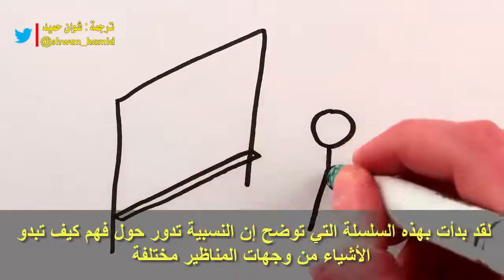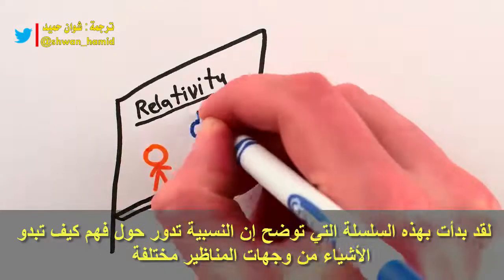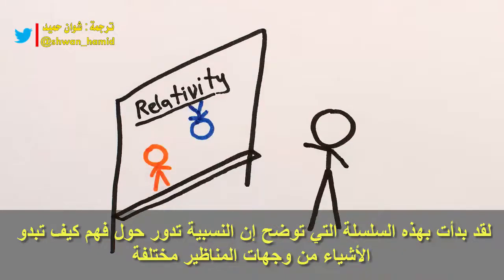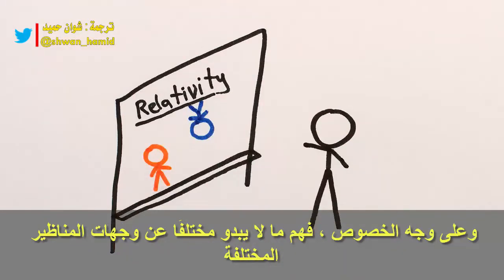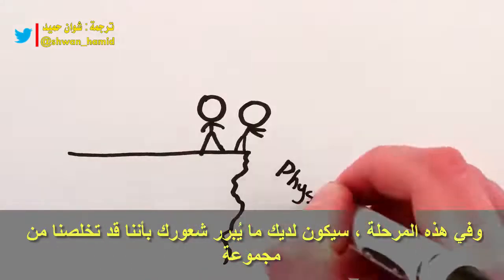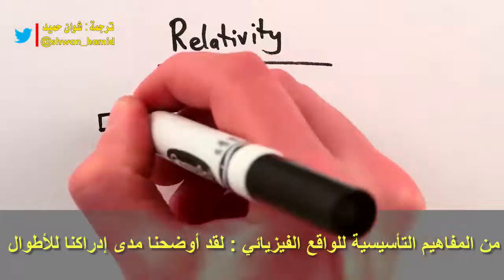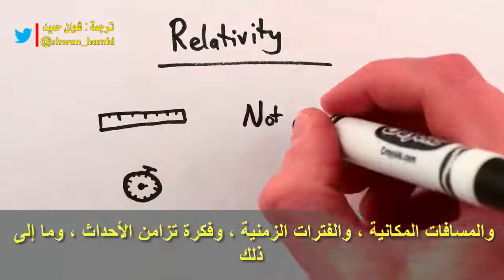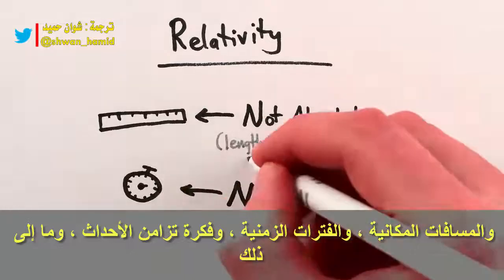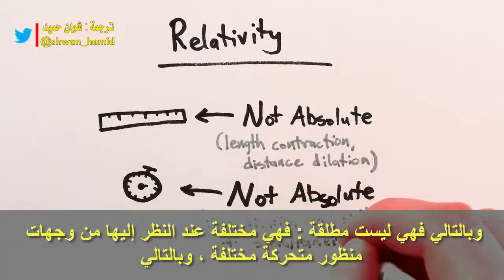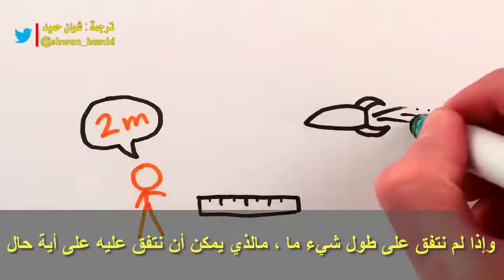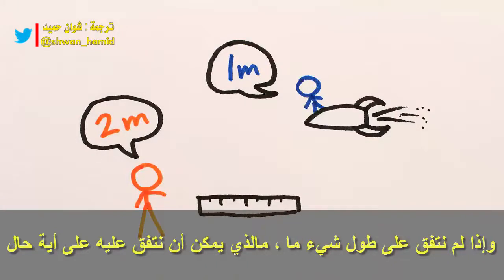I started this series saying that relativity is about understanding how things look from different perspectives, and in particular, understanding what does and doesn't look different from different perspectives. And at this point, you'd be justified to feel like we've kind of just trashed a bunch of the foundational concepts of physical reality. We've shown how our perceptions of lengths and spatial distances, time intervals, the notion of simultaneous events, and so on, are not absolute. They're different when viewed from different moving perspectives, and so aren't universal truths. And if we can't even agree on the length of something, what can we agree on?